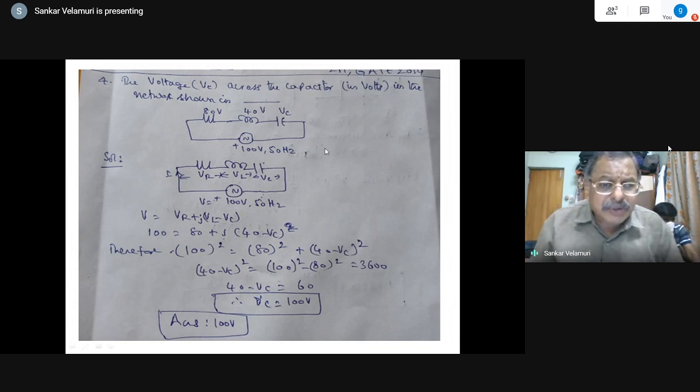The supply voltage source is alternating voltage, 100 volts, and F is the frequency. This is the standard representation of the AC source, and the circuit is having VR equal to 80 volts. That is voltage across resistance is given, not the resistance value. So the circuit is given as it is, written like that.